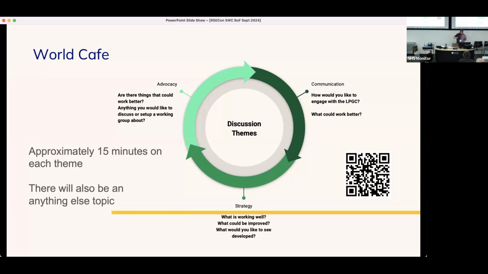Okay? If you are online, if you go to Slack, there is a Padlet. It has 3 columns: communication, strategy, and advocacy. And each question is there as a note. So you can just click the plus and add a new note, and you should be able to drag it under the relevant question.